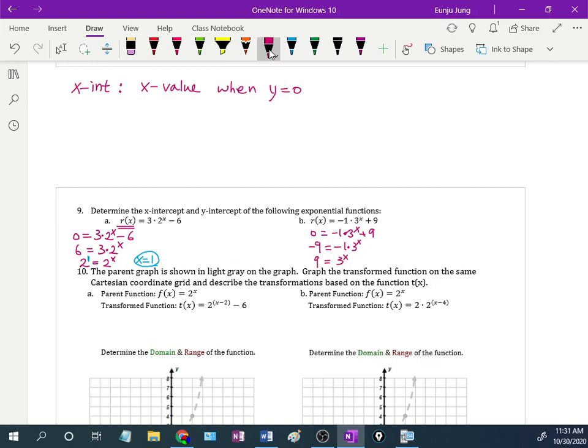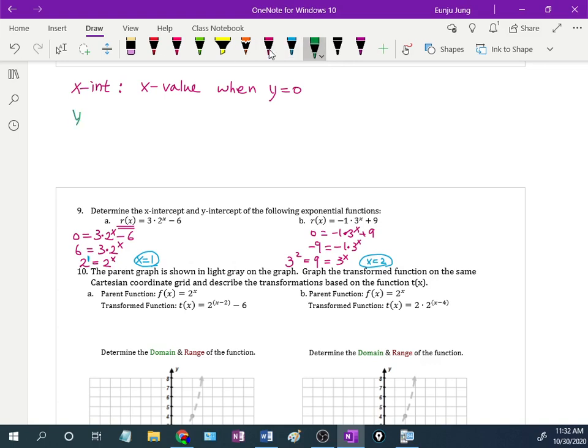There will be positive 9. Can I rewrite this number 9 as exponential form with the base 3? 3 to the second power. So compare left and right hand side. You have the same variable at the exponent location with the same base 3. So x must be 2. Okay? So that's how we solve exponential equations. And we can verify x-intercept, y-intercept from the graph, but we try to do algebra a little bit here, okay?